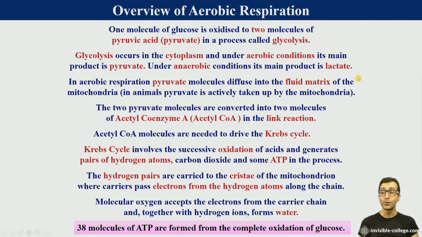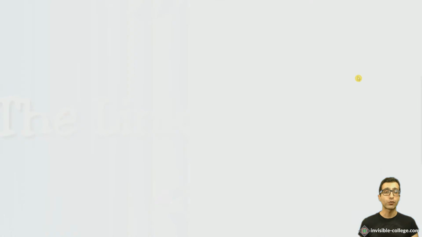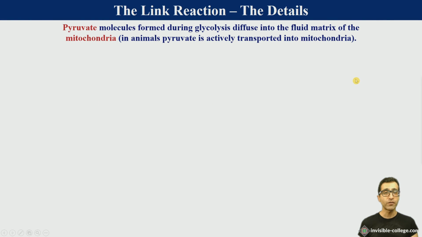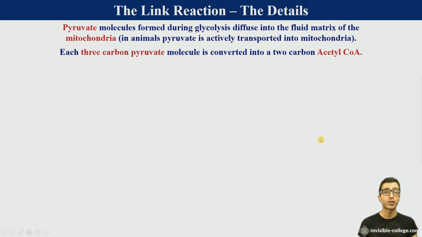So that's an overview. Let's take a close look at the link reaction. So pyruvate molecules are formed by glycolysis. They diffuse into the fluid matrix of the mitochondria. Now again, in animal cells, the pyruvate molecules are actively transported into the mitochondria because they're being transported against their concentration gradient. So each 3-carbon pyruvate molecule is converted into 2-carbon acetyl-CoA.